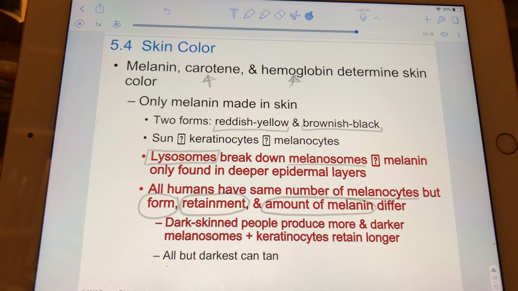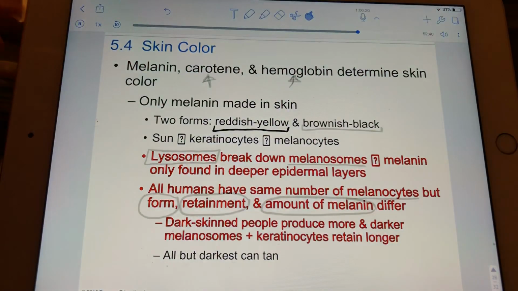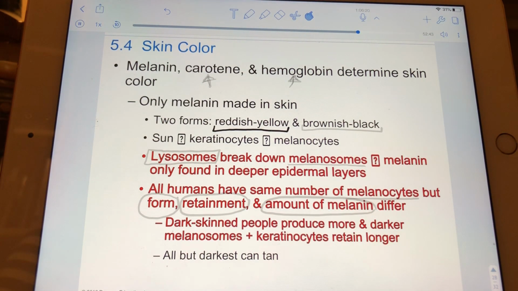Okay, melanin isn't one color. There are 2 major types of melanin. There's kind of a reddish yellow, kind of like a brick red or an orangey kind of color, and another type that's brownish black. Okay, and most people make both types. All right, but we don't all make those 2 types of melanin in equal amounts.